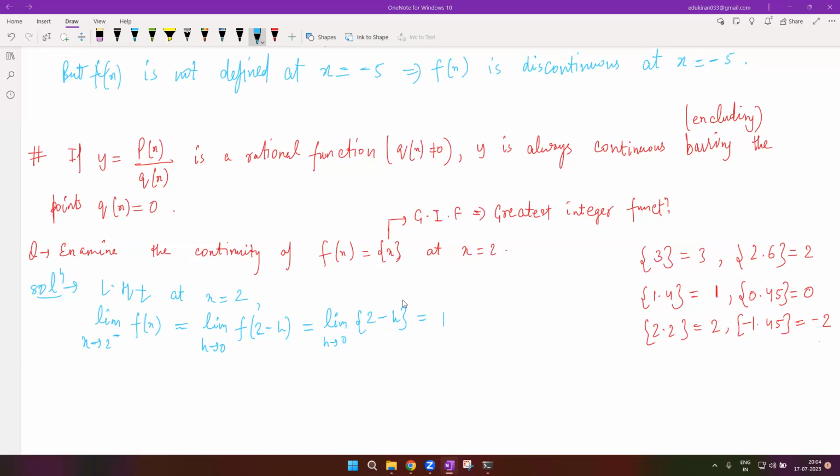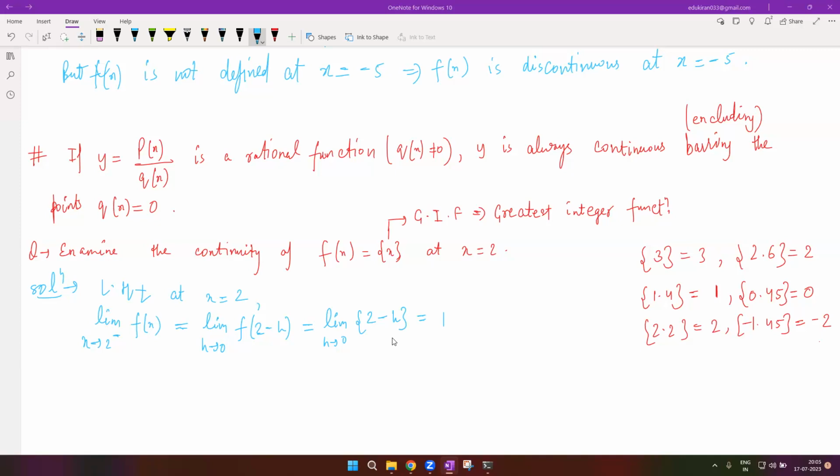See, we have not directly given the value of h as 0. If we are using 0, then the answer will be 2. But we have to go through the concept. What is the concept of greatest integer function? Greatest integer function says, please focus on the value inside. The value inside is 1.999999.